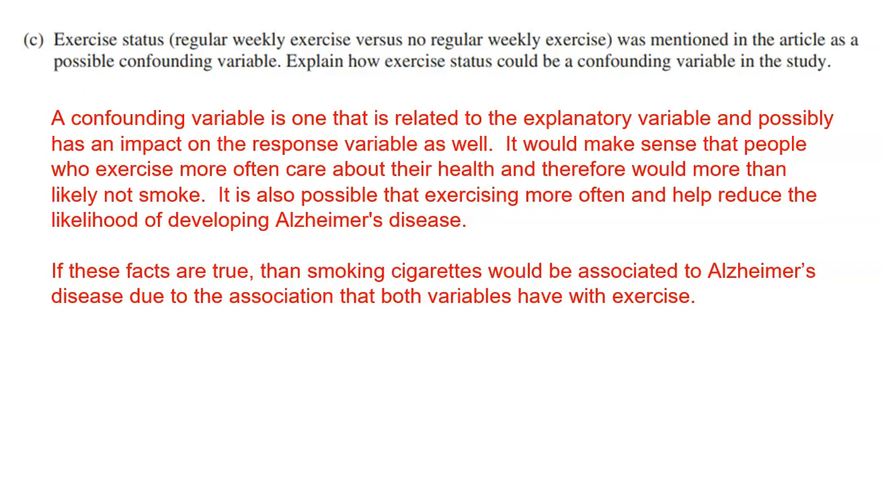So if these facts are true, then smoking cigarettes would be associated with Alzheimer's disease, but through the association that both variables have with exercise. And that's a confounding variable. We're saying that X has an impact on Y, but maybe there's this other variable Z that's actually running the whole show, impacting both X and Y. So that's exactly what exercise can be doing here in this problem.